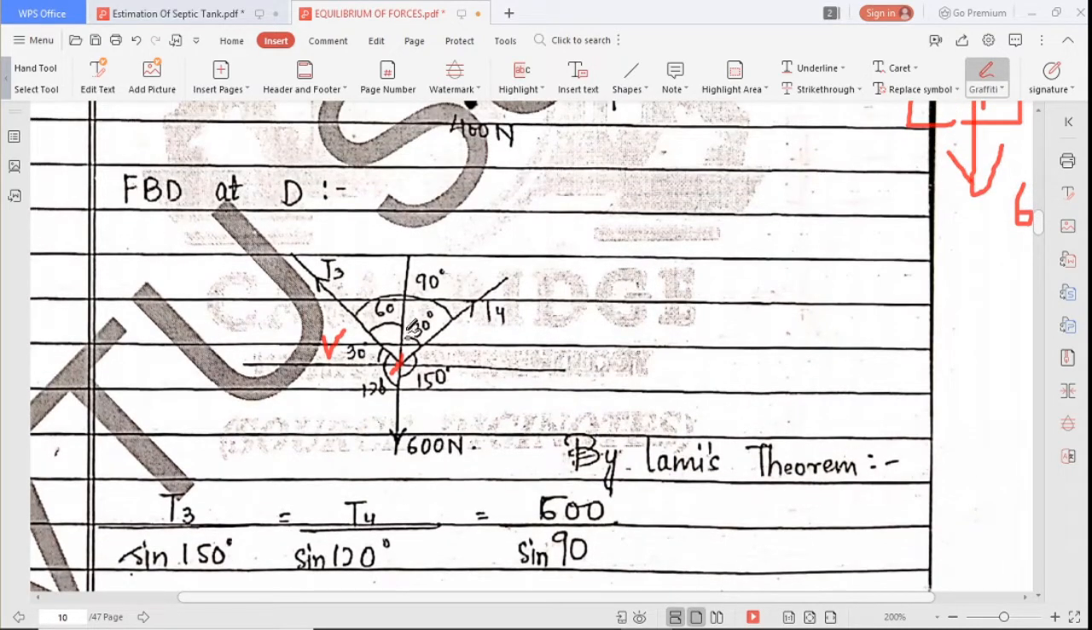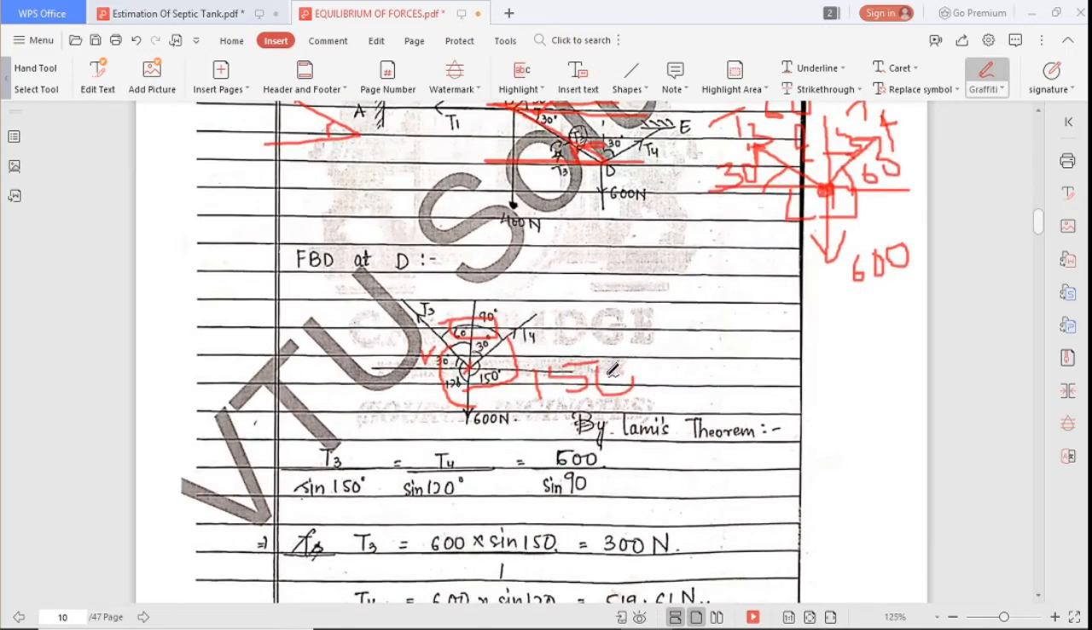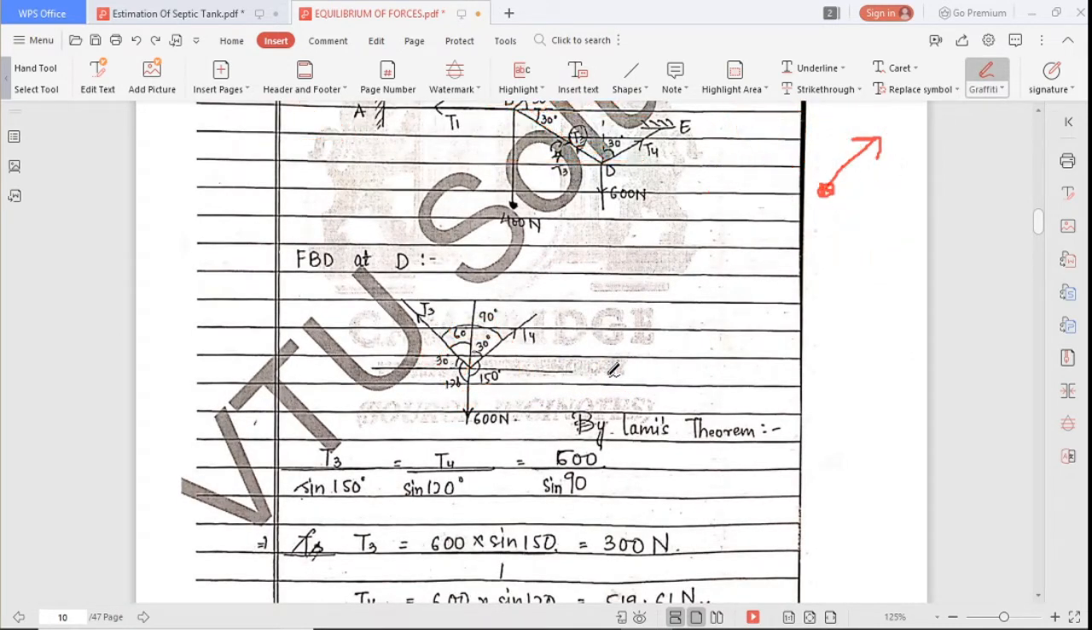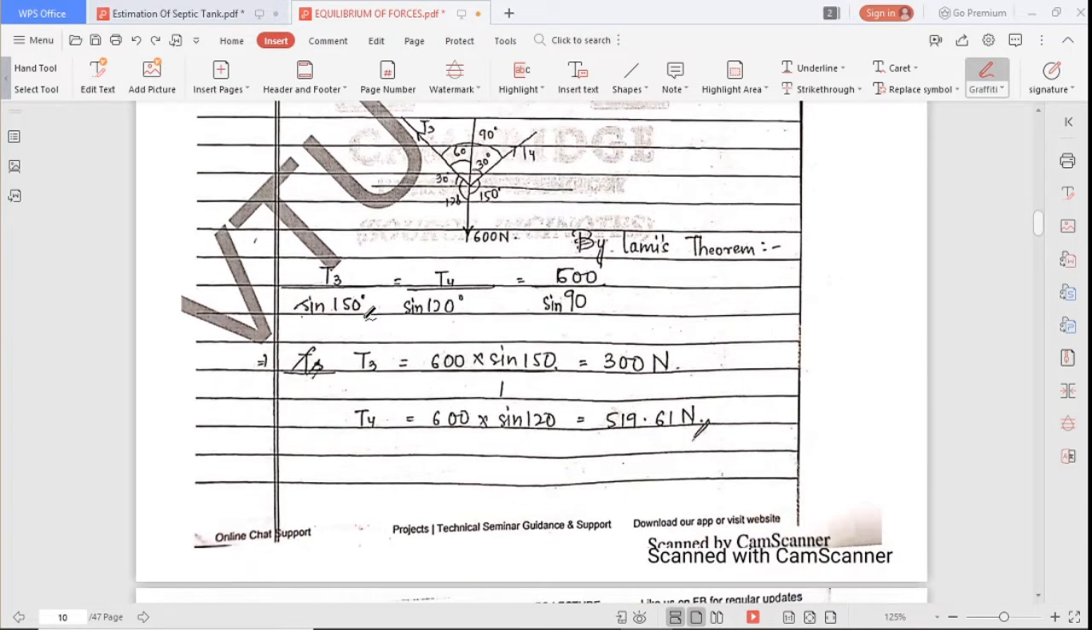So 600 divided by sine of the total angle 60 plus 30, which is 90 degree, is equal to T4 divided by sine of this angle 30 plus 90, 120, is equal to T3 divided by sine 150. Apply Lami's theorem and equate them: T3 by sine 150 is equal to T4 by sine 120 is equal to 600 by sine 90. Now equate any two.